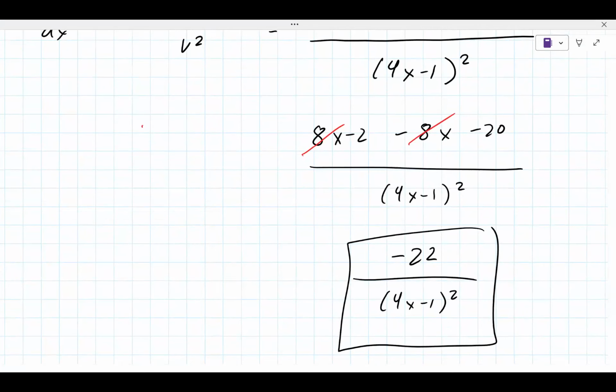Okay, wrote that down. And that was number 4, quotient.